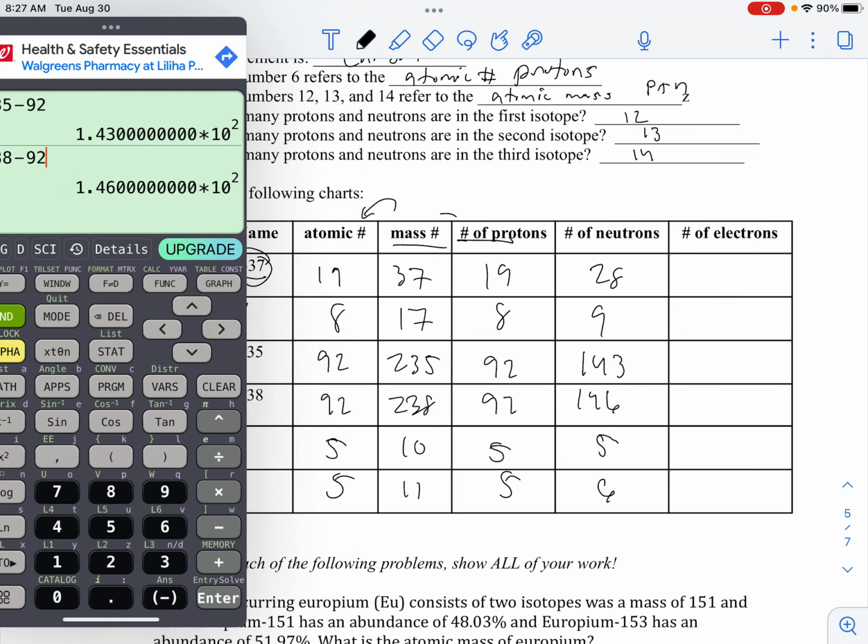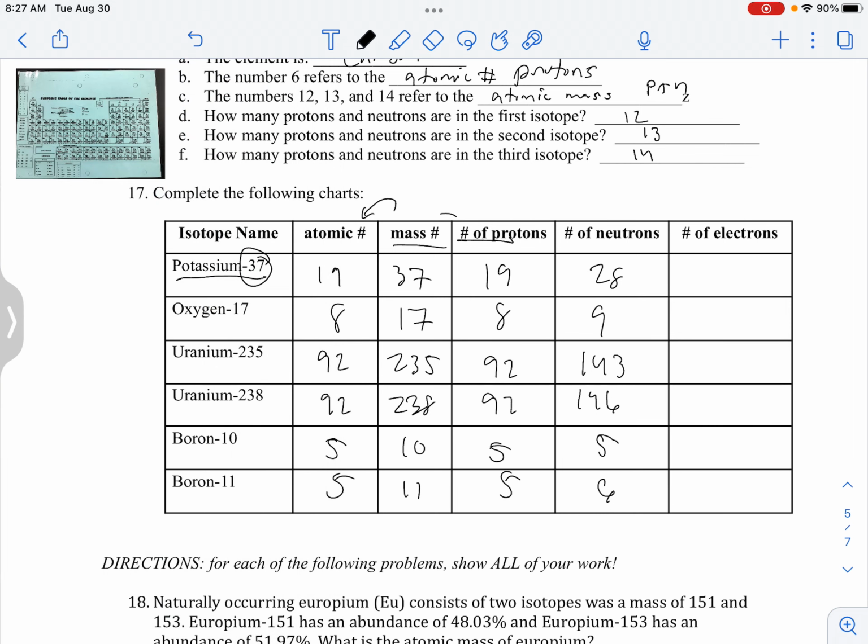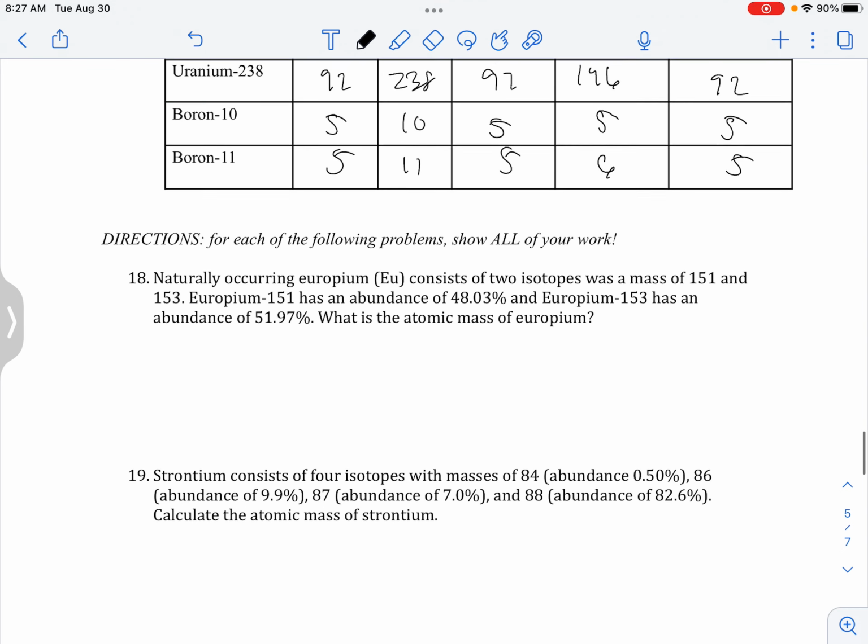And then we're going to talk about ions later, but as long as it's not an ion, as long as there's no charge, which none of these have a charge, none of these are ions, it's going to be the same as the number of protons to give it a neutral charge. Okay.